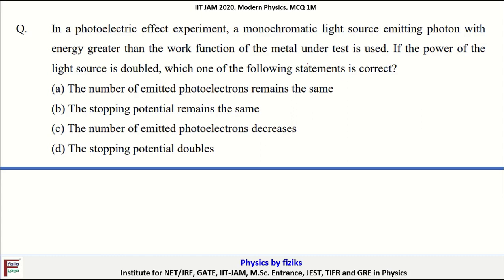Now, according to the question, E is greater than h nu naught, where W equals h nu naught is the work function of the metal.